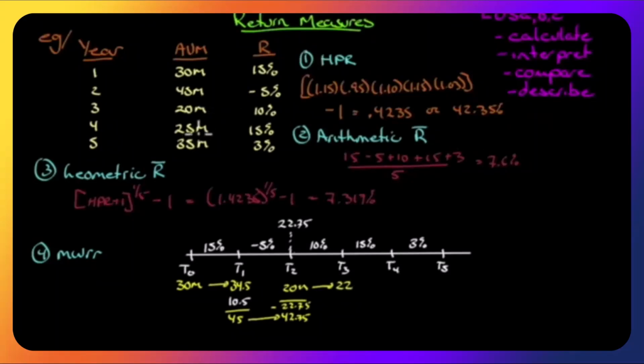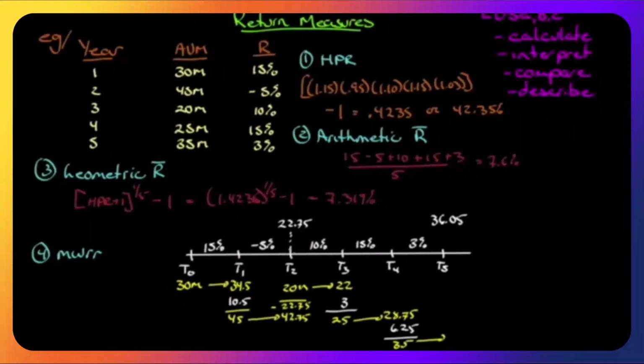That grew at 10% to 22 million. But we started the next year at 25 million, so 3 million must have come into the fund for a total of 25 million. That grew at 15% to 28.75 million, but we started at 35. So we must have added more money, 6.25. If we add 6.25, that gets us to 35, and that grew at 3%, and then we'll say that that was the cash outflow, so 35 at 3% means 36.05 on the way out.